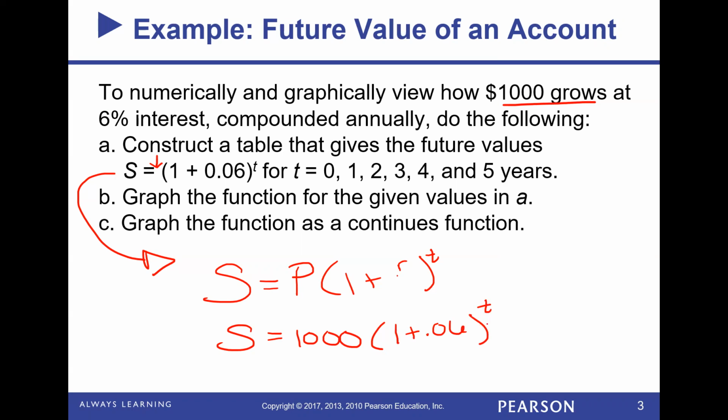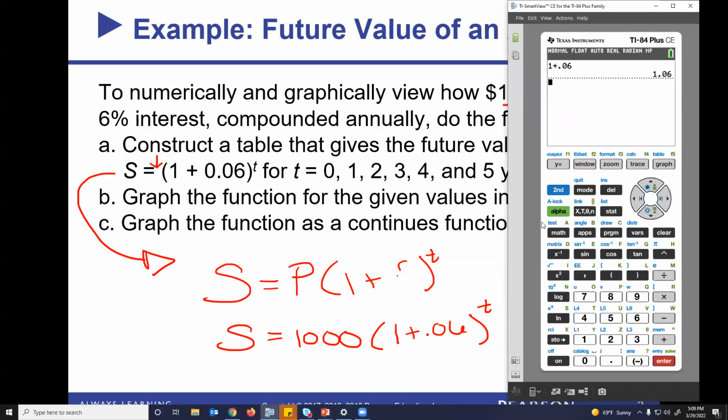Okay, so from here, we're going to look at different time values. I'm going to let the calculator do that, and then we're going to look at the graph, and graph the function and see it as it continues as a function itself. So let's take a peek at our table there.